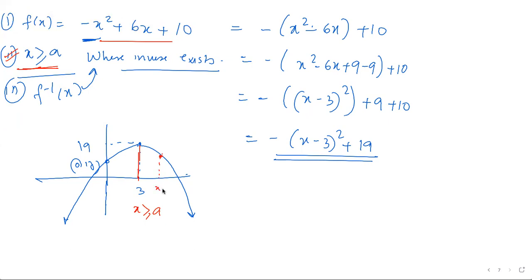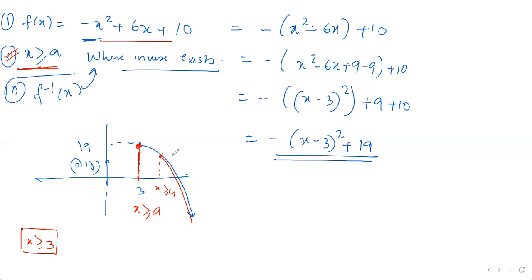For example, I could have restricted from x greater than or equal to 4 also. I can take only this part of the graph, but in that case, you're cutting down the domain. If I erase this part of the graph, my function is still one-to-one. But when is the domain largest? When I take right from the vertex onwards. So if I take x greater than or equal to 3, my inverse will exist.